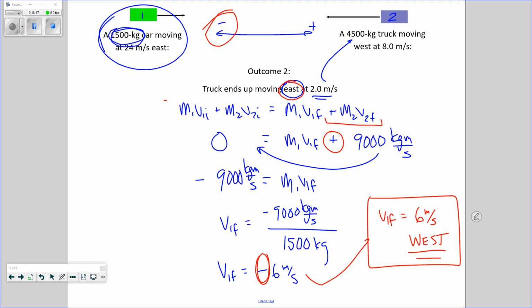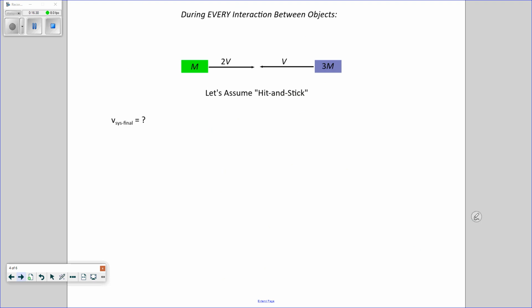So this form of an equation is very useful when investigating or interpreting what happens when objects interact. Here's a simpler example, well, maybe not simpler, but this one at least doesn't have any numbers. Let's assume these two things hit and stick, and let's look for the system's final velocity.